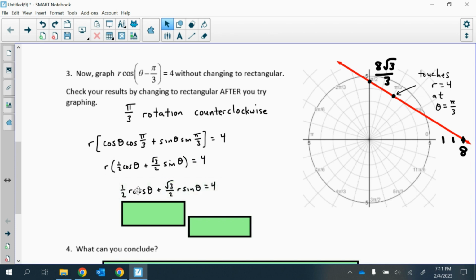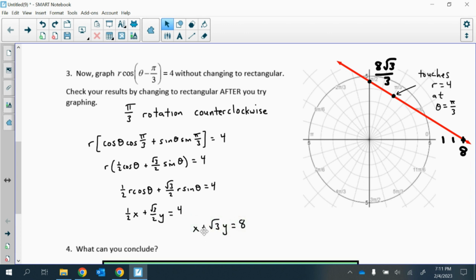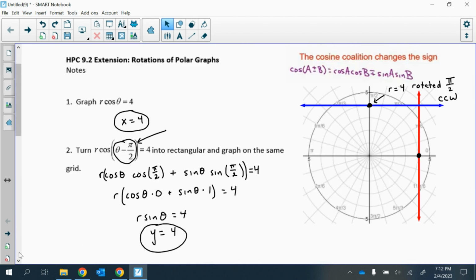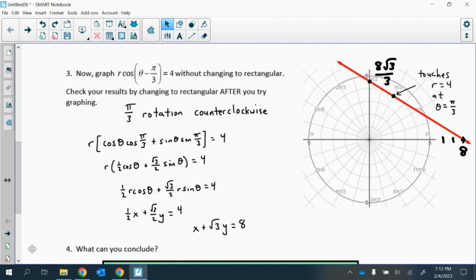Then if I distribute the r, I see that I have x here and y here. And I can convert that into standard form, well, as best as standard form can be without integer coefficients, because we can't get an integer. So x plus root 3y equals 8. So if I use the intercept method of graphing, I see that x would intercept at 8, y would intercept at 8 over root 3, which is 8 root 3 over 3. And I see that this line is exactly what that is. So we had a rotation of graph number 1's red line pi thirds counterclockwise.